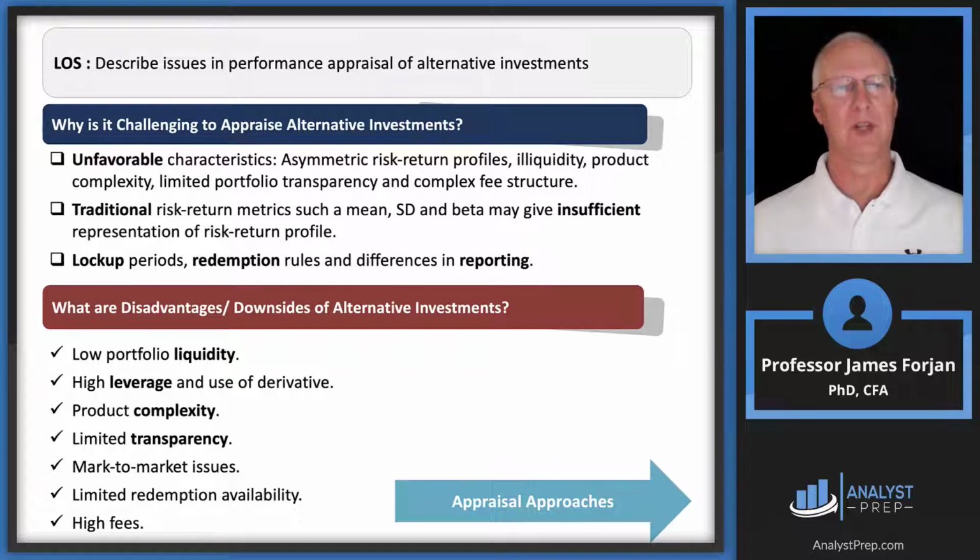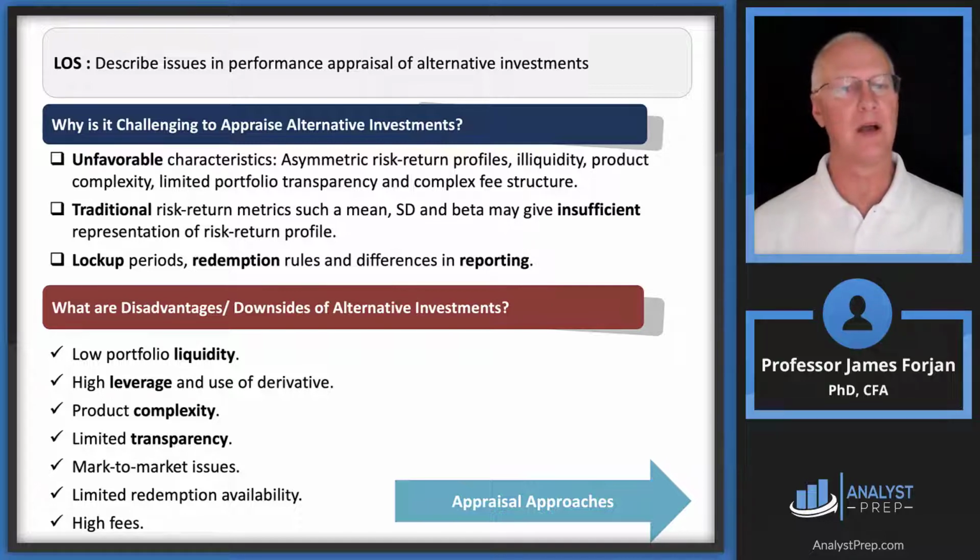So why is it challenging? Unfavorable characteristics. There's the word illiquidity that I just mentioned. Asymmetric risk return profiles. What do we talk about in our regular old traditional finance theory? We talk about, in general, 2 dimensions of the risk expected return profile, where we have standard deviation on the horizontal axis and expected return on the vertical axis. And in 2 dimensions, we can identify a linear relationship like the capital market line, or a nonlinear relationship like the Harry Markowitz efficient frontier.